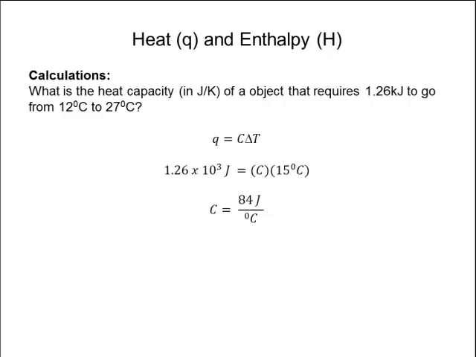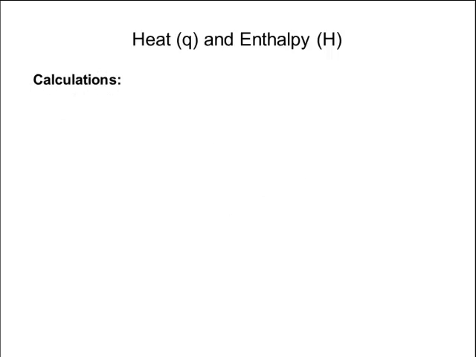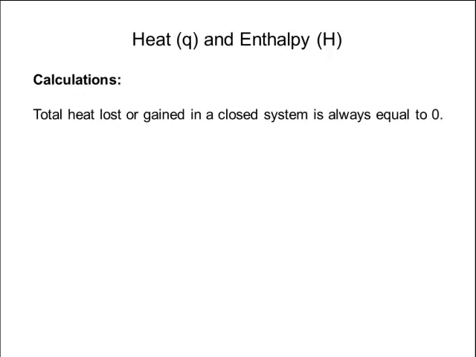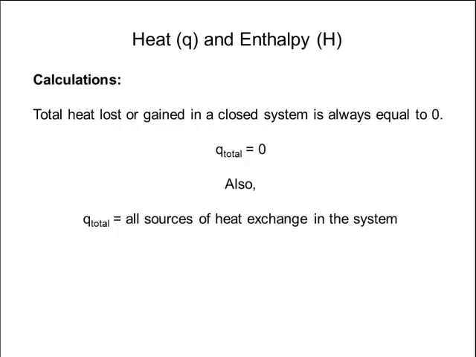Now when we get to heat exchange processes, which could be chemical reactions or other types of heat exchange, another thing we need to recognize is that the total heat lost or gained in a closed system is always equal to zero. So we say Q total is equal to zero. Another thing you need to recognize is that Q total is going to be equal to all the sources of heat exchange in a system. So anywhere we get heat lost from or absorbed by, those all added together have to equal zero. Right? So let's see an example of this.